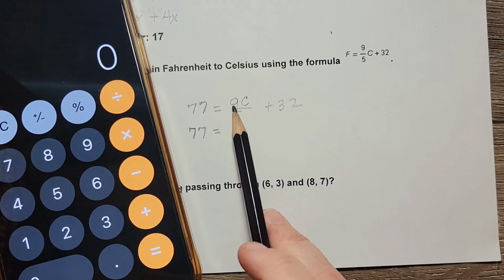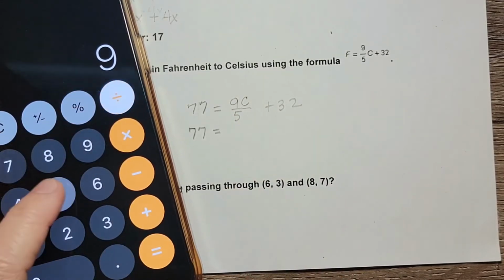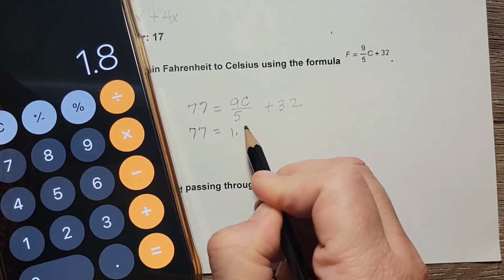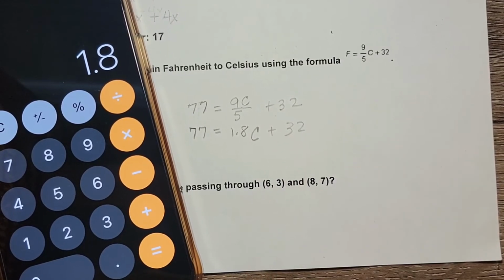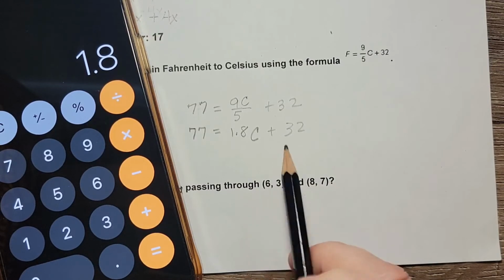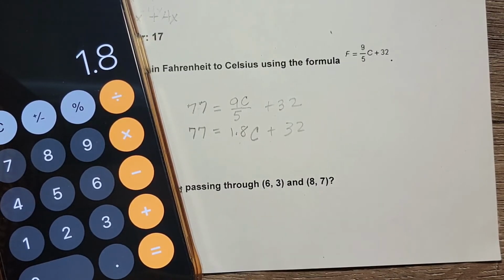I think I'm just going to change this fraction to a decimal. So I'm going to go 9 divided by 5 is 1.8. So instead of having a fraction here, I'm going to have 1.8c plus 32. Now I'm going to do the opposite. The 2 steps that are going to be opposite are subtracting 32 and dividing by 1.8.